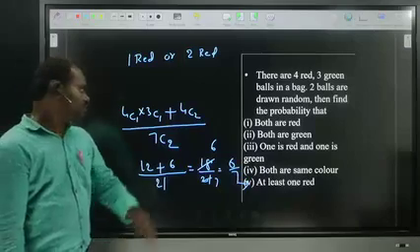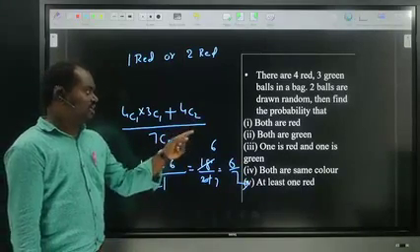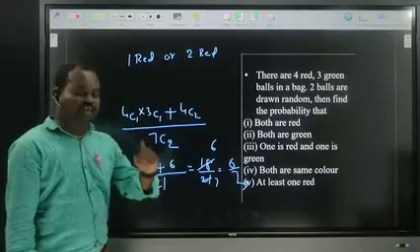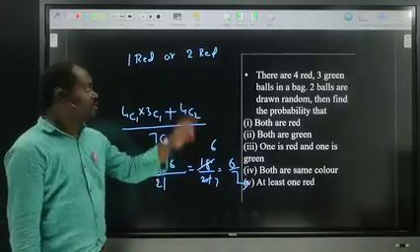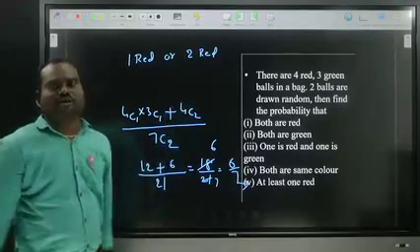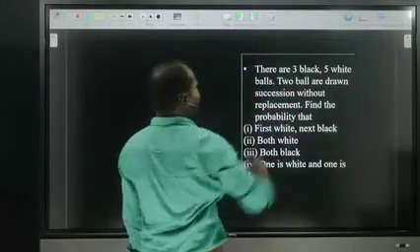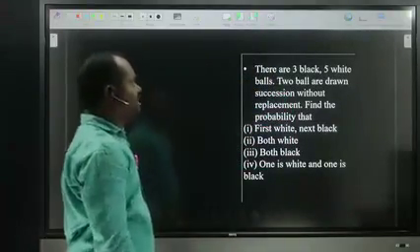Right. Now we saw both red, both green. One is red, one is green. Both are same color. At least one is red. Earlier question only one ball is drawn. Now the question, two balls are drawn. Now we are moving to the next example. There are 3 black, 5 white balls.